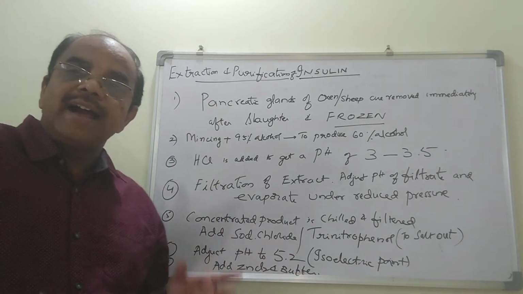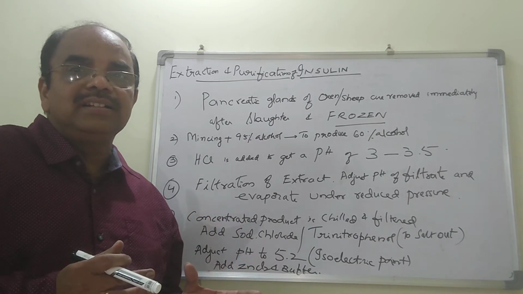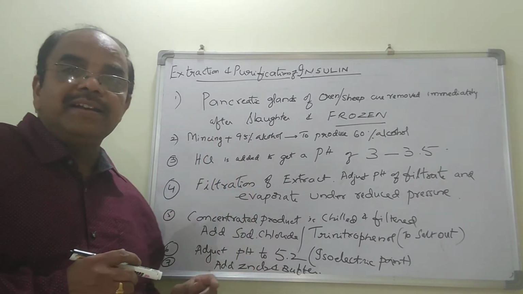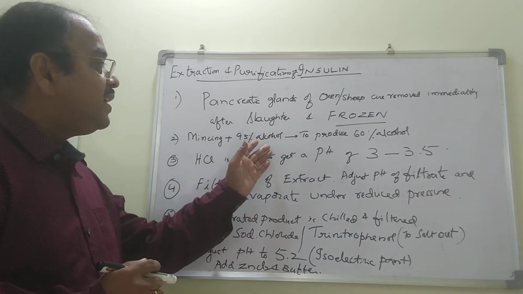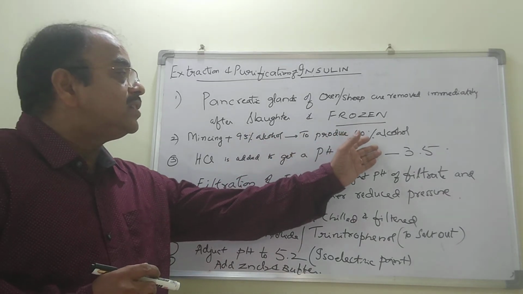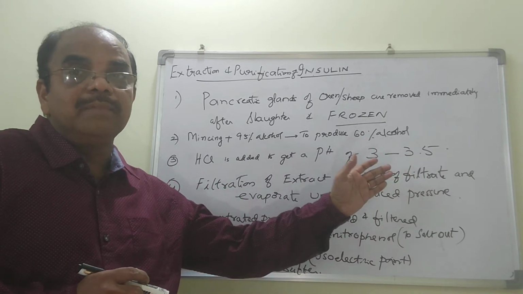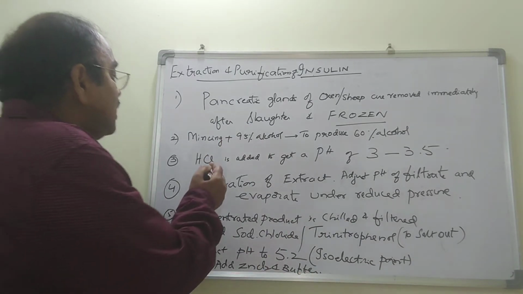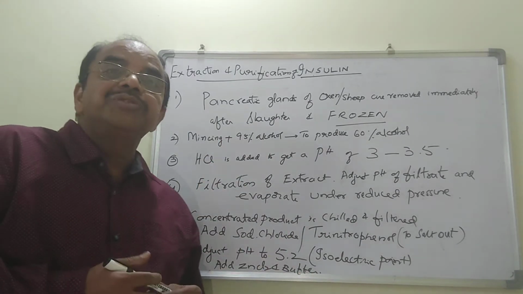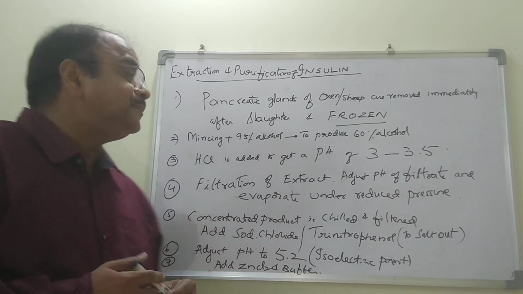Next, collect this pancreatic gland, cut it into small pieces, and mince it. To that you add 95% alcohol. Finally, it is adjusted to a strength of 60% alcohol. The menstruum here is 60% alcohol. Menstruum means the solvent for extraction. As you know, insulin is less soluble in concentrated alcohol.